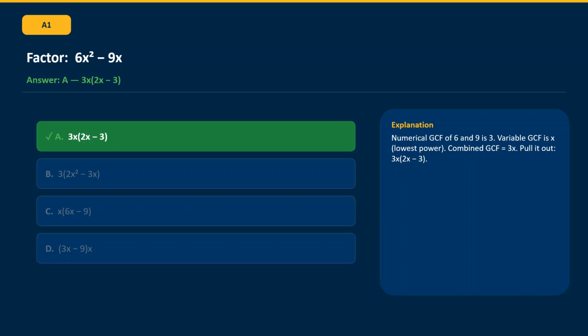The numerical greatest common factor of 6 and 9 is 3. The variable greatest common factor is x, the smallest power present. Combined, that gives 3x. Pull it out to get 3x times 2x minus 3. Choice B only pulls out the numerical 3 and leaves the variable inside. Choice C only pulls out x and leaves the numerical greatest common factor inside. Always pull out both the numerical and variable parts together.